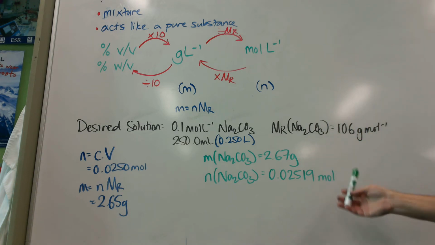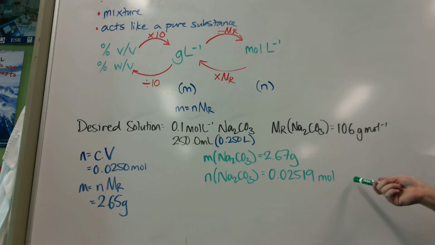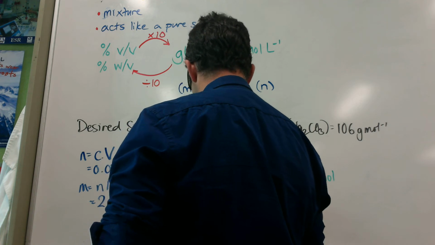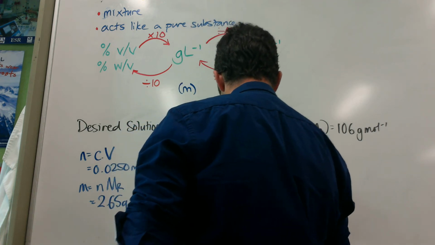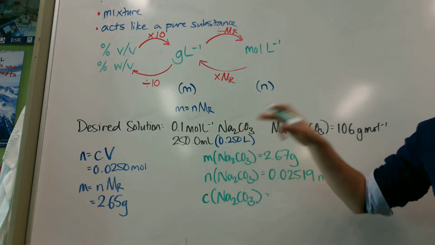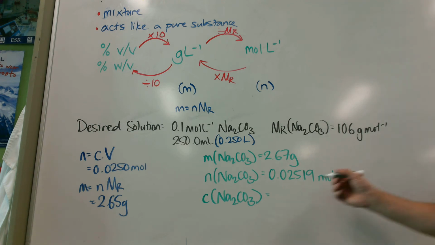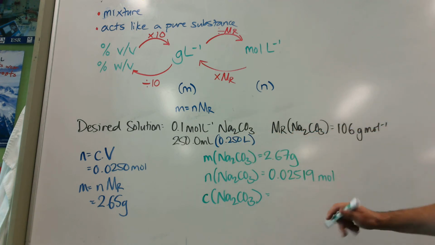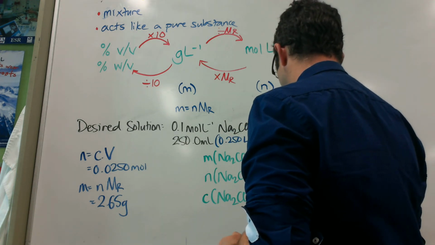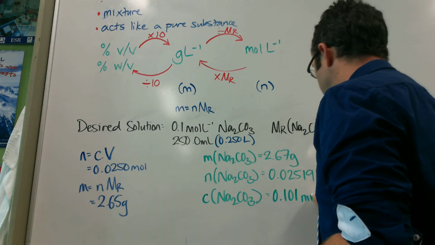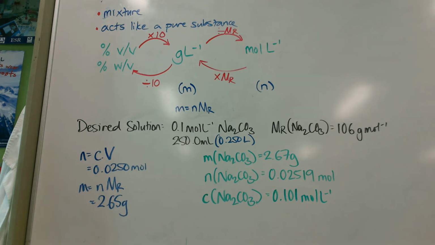Now I know my volume, I can find my concentration. My concentration is going to be this number, 0.02519, divided by 0.250. That gives 0.1007547. So it's 0.101 moles per litre if I round it off to three significant figures.